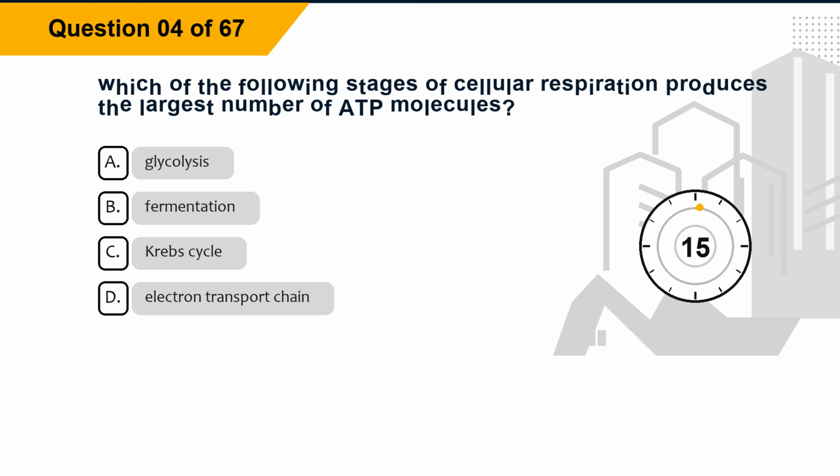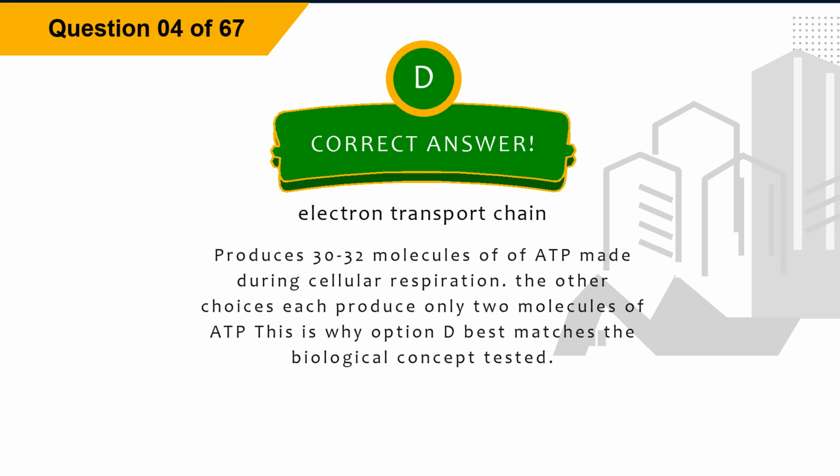Question 4. Which of the following stages of cellular respiration produces the largest number of ADP molecules? Option A, glycolysis. Option B, fermentation. Option C, Krebs cycle. Option D, electron transport chain. The correct answer is option D, electron transport chain. Explanation. It produces 30-32 molecules of ATP made during cellular respiration. The other choices each produce only 2 molecules of ADP. This is why option D best matches the biological concept tested.